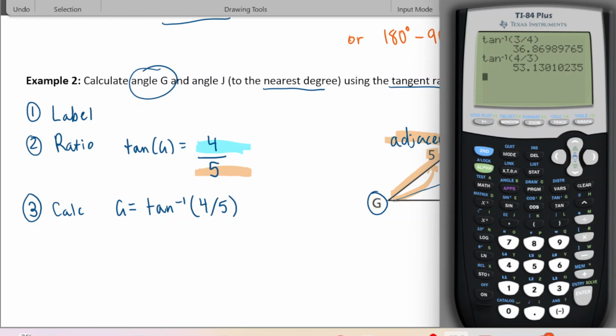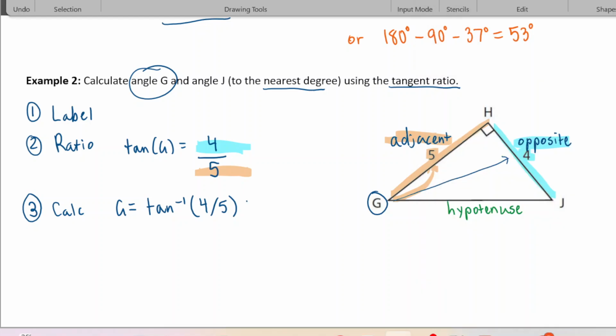I should note here that with your calculator, make sure it's in the right mode. Sometimes calculators default to radian mode. So in my calculator, I go into settings here or mode, and I make sure that I'm in degrees and I don't have radian highlighted. So make sure if you're getting weird numbers that are different from mine, that could be what's happening. So tan minus 1, or the inverse tan of 4 over 5, is about 39 degrees, 38.65, rounds up to 39. So I'm going to put G is approximately, because we've rounded it, 39 degrees.